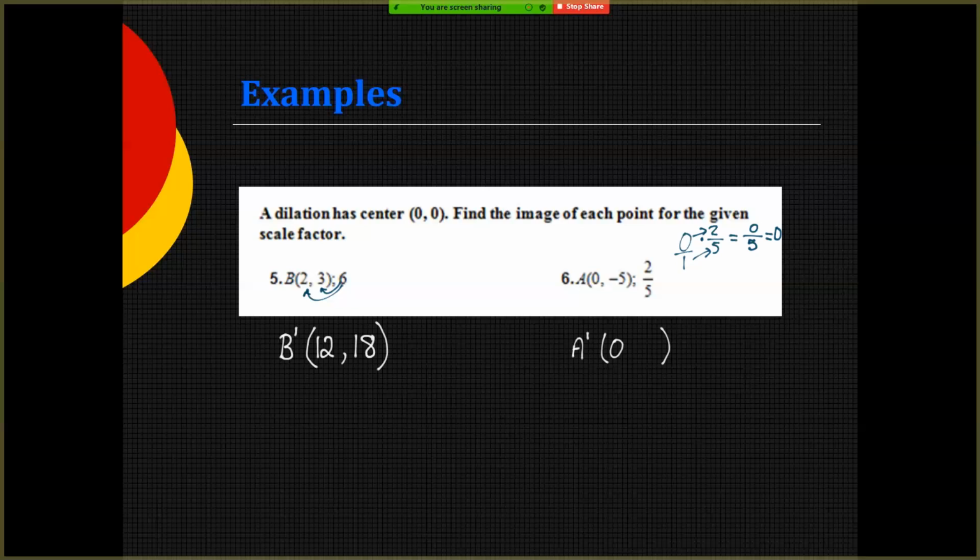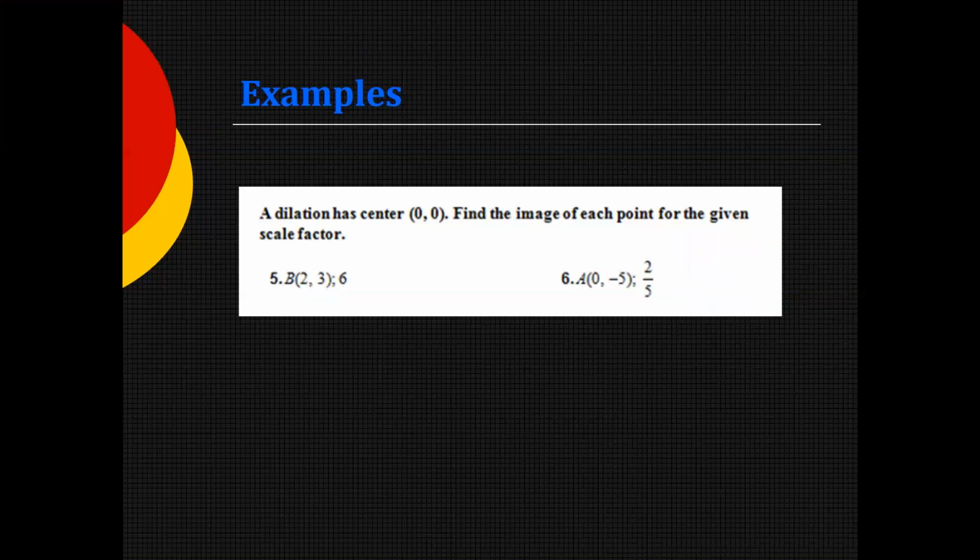For the y-coordinate, we're going to take -5, make it a fraction, -5/1, and then multiply it by the scale factor 2/5. That gave me a fraction of -10/5, which reduces to -2. So now A prime is going to be located at 0, -2. And again, we got that by multiplying each part of the coordinate by the scale factor.